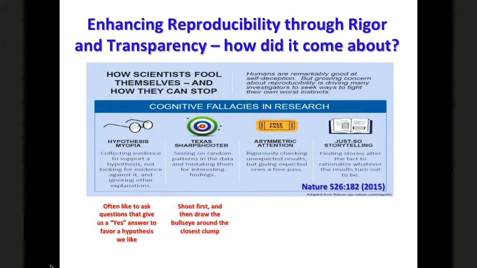You try not to take the 2 yeses and the 1 maybe and ignore all the no's, right? You don't want to do that. All right, asymmetric attention: checking unexpected results while giving expected ones a pass. This is also called disconfirmation bias. So when data doesn't match, we immediately think somebody messed up, right?